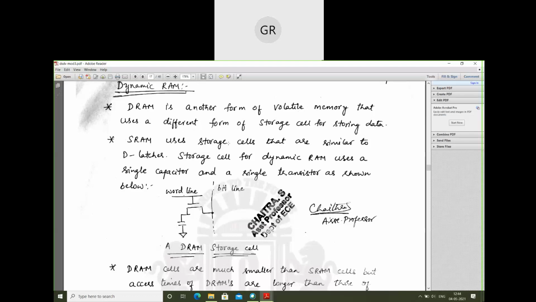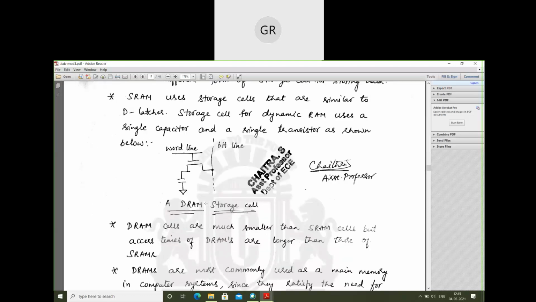SRAM uses storage cells that are similar to D latches. The storage cell for dynamic RAM uses a single capacitor and a single transistor. You can construct SRAM using 6 transistors. The number of transistors is more, so the area required is also more. But the dynamic RAM requires only 2 components, a single capacitor and a single transistor. This is the schematic diagram of DRAM.